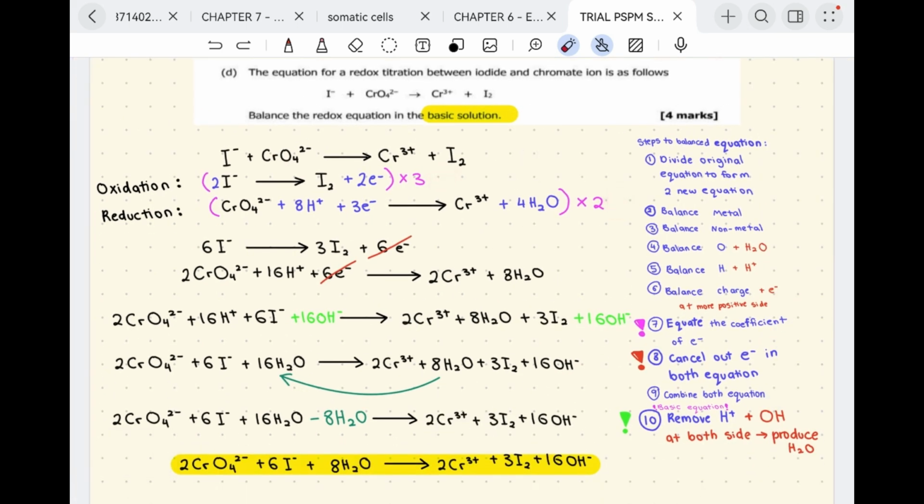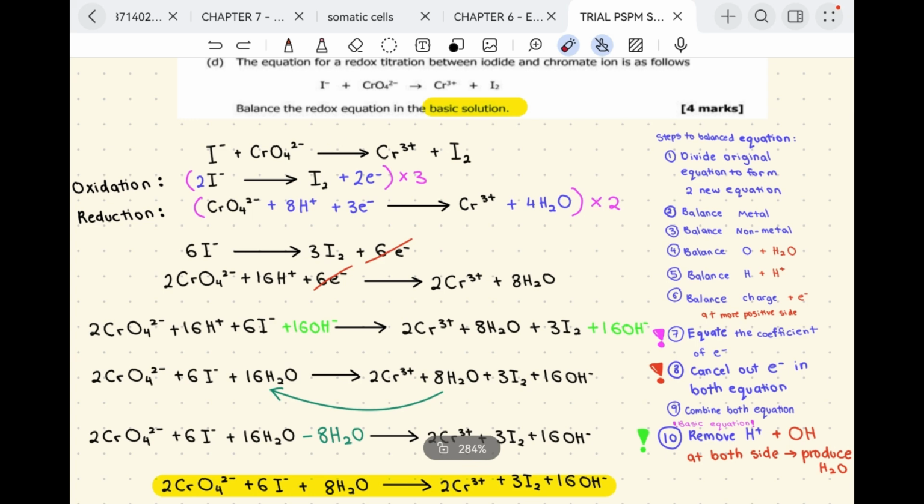To balance the first equation, we must observe and compare the coefficient and the number of atoms on both sides. For this case, we can observe that at the right hand side we have 2 I, but at the left hand side we only have 1 I. So we need to add 2 in front of the I in order to balance the number of I. So the left hand side and the right hand side are now equal in the number of I.